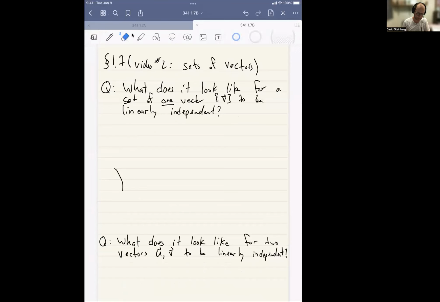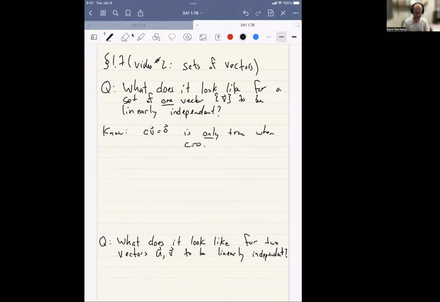Okay, so natural questions we can ask ourselves. What does it look like for a set of one vector, a single vector, to be linearly independent? Okay, so then we know what? This means that our single constant, this equation, has only the trivial solution. It's only true when c is equal to 0.